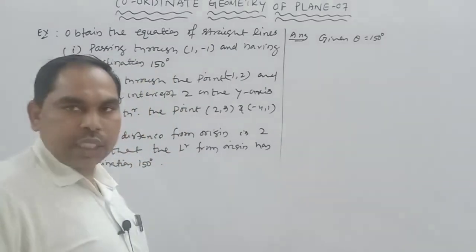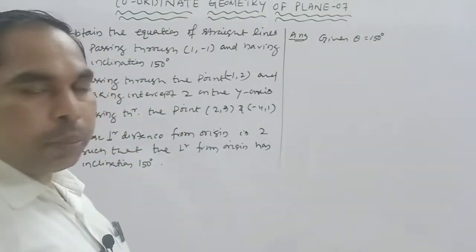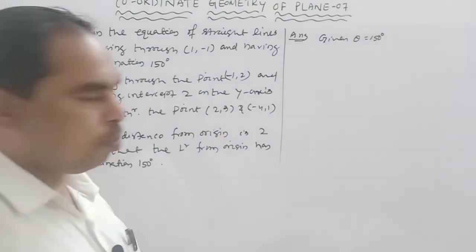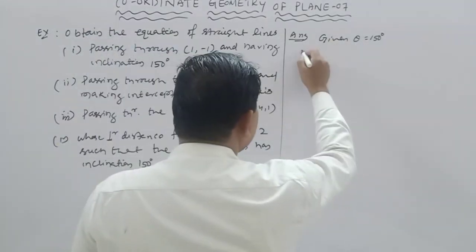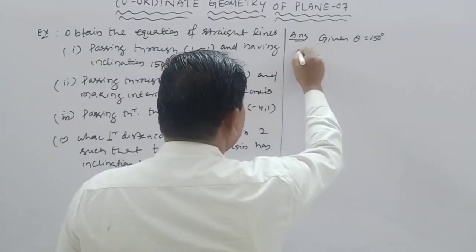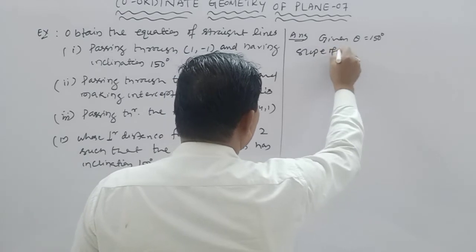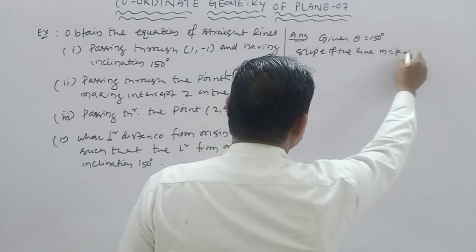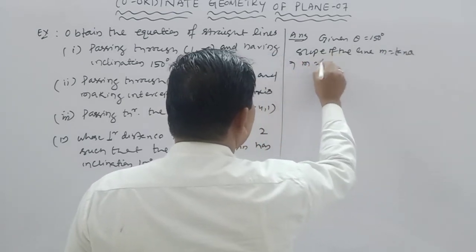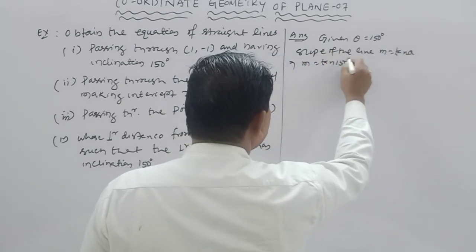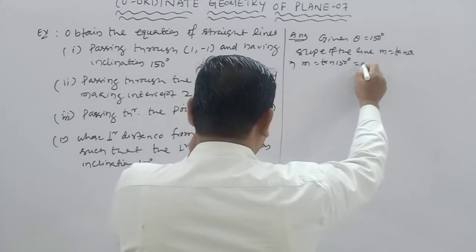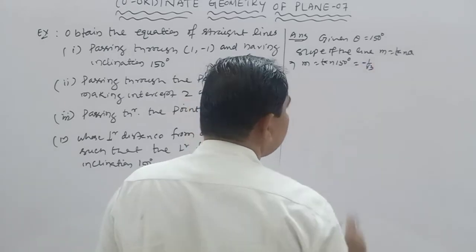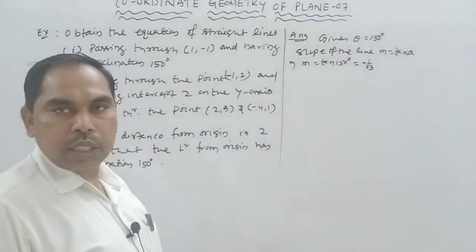The line passes through the point 1 comma minus 1, so use the slope point form. Theta is equal to 150 degree. Therefore the slope of the line m is equal to tan theta, so m is equal to tan 150 degree, which is equal to minus 1 by root 3.